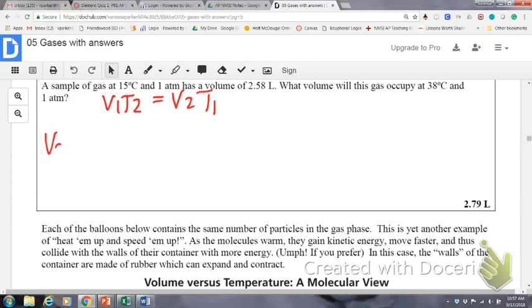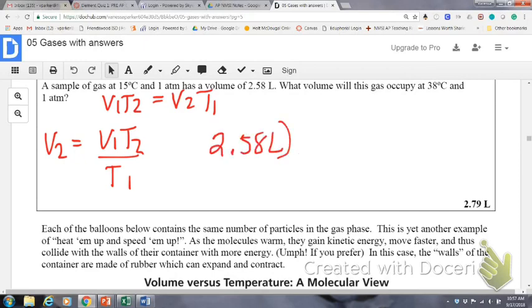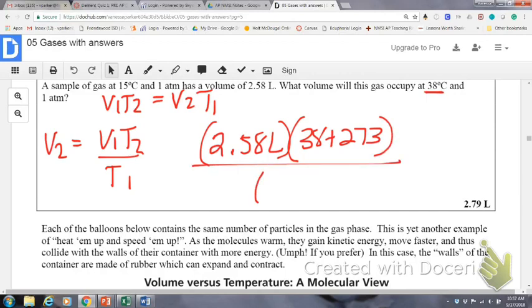So we are solving for V2. This is going to look like V1 T2 over T1. So we have 2.58 liters. T2 was 38, so we can either add 273 right there in the problem, or you can do it ahead of time, and then divide by T1, which was 15 plus 273. You can either do it in the problem, or just do it in your calculator and put it in Kelvin, and they'll know what you did. That's not something you actually have to show.